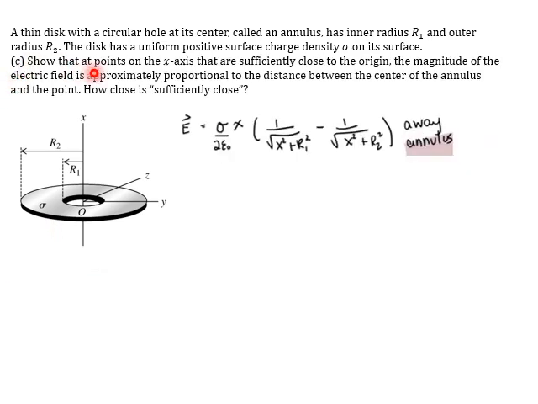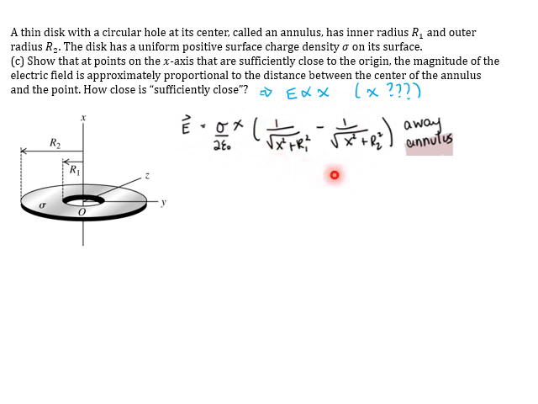In part C here, we're asked to show that at points on the x-axis that are sufficiently close to the origin, so somewhere about here and somewhere about here, the magnitude of the electric field is about proportional to the distance between the center of the annulus and the point. So we're asked to show that the electric field is about proportional to x, and to say what values of x that is true for. So when I look at my expression I found in part B, I saw that the electric field was sigma over 2 epsilon naught times x, so there's a proportionality, but I have all this stuff in here.